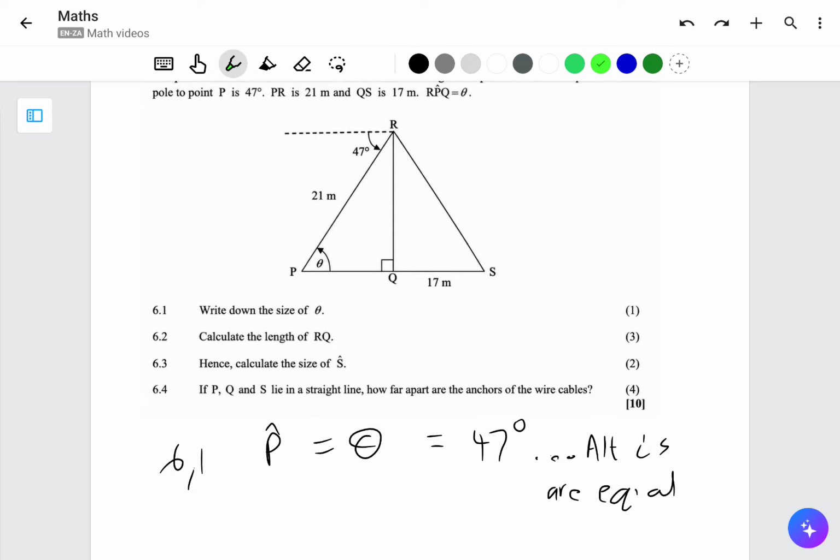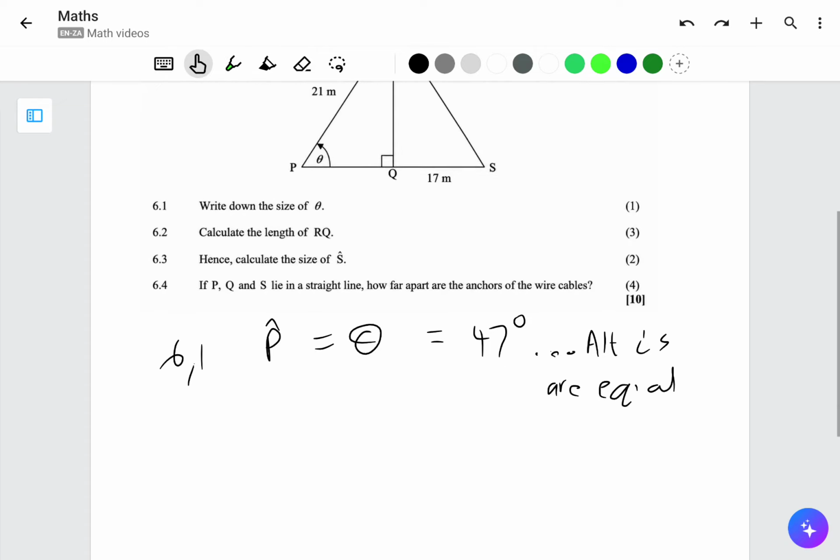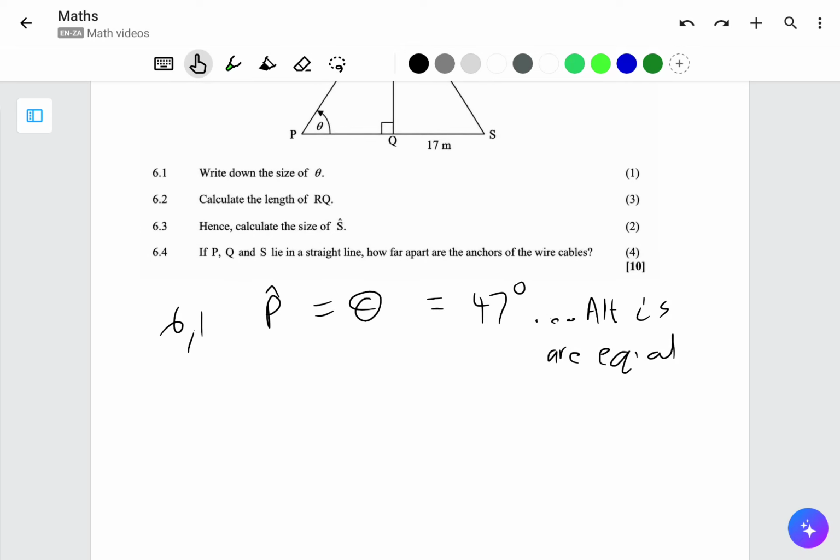So we have an angle and we have one side. So what can we do? They want to know what is the size of theta. So we found it. Theta is 47 degrees. Apologies, my mind is a bit further ahead. So there we actually have it. The question was find the size of theta, and we know that theta is 47 degrees because alternate angles are equal. Okay, next question.